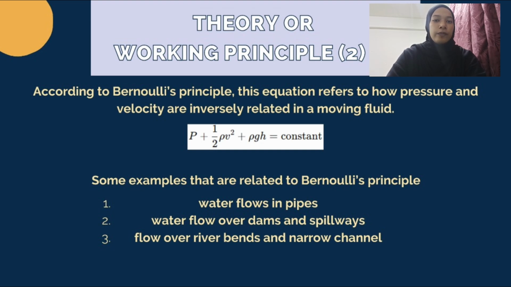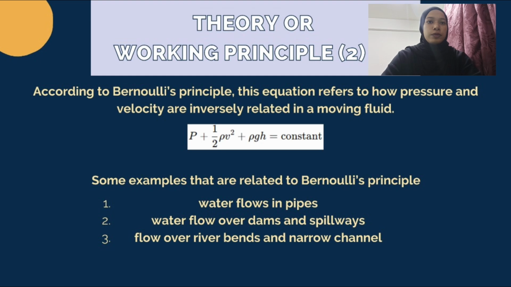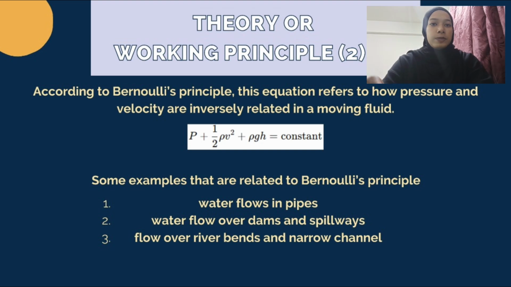This results in a drop in pressure in the narrow section, and the result is vice versa when the pipe's diameter is widened. Some examples related to Bernoulli's principle are water flow in pipes, water flow over dams and spillways, and lastly flow over riverbanks and narrow channels. A quick explanation for the example of water flow in pipes, which we call the Venturi effect: in a pipe with a narrow section, which is a Venturi tube, water speed increases in the narrow region, causing a drop in pressure. This pressure difference is used in Venturi meters to measure the flow rate of water and other fluids by observing the change in pressure.